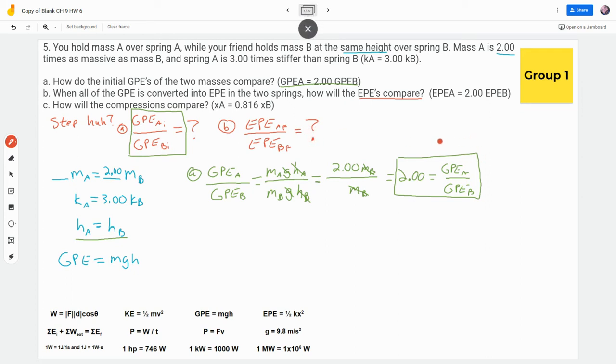So what do we know here? We know that when all of the GPE is converted into the EPE in the two springs, okay? Let's go back to blue here. So what we want, start with this: EPE sub A final over EPE, I'm getting ahead of myself. Not A, B on the bottom. EPE sub B final is going to be equal to something over something. All right, I mean, we could use this formula.